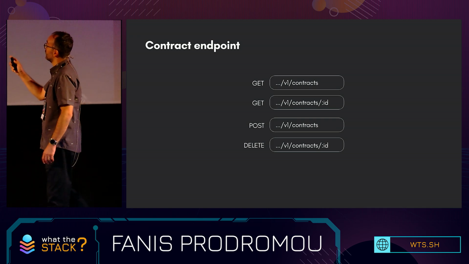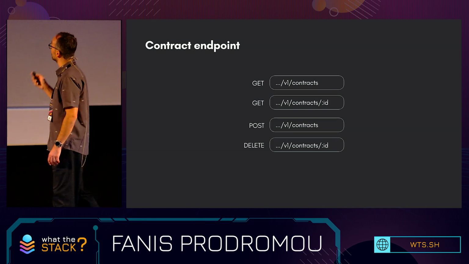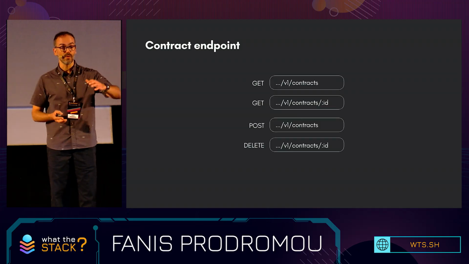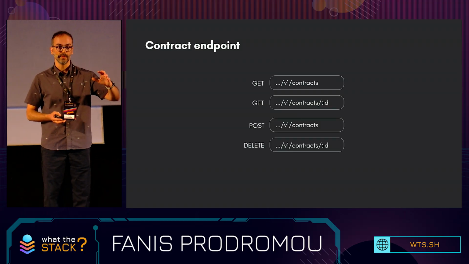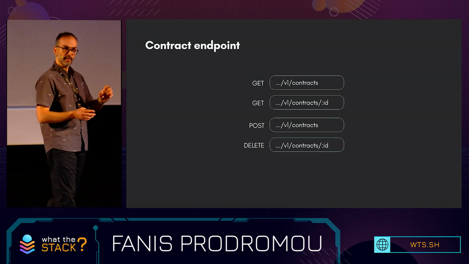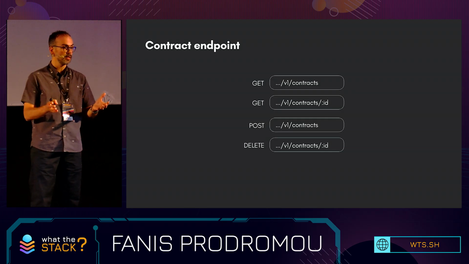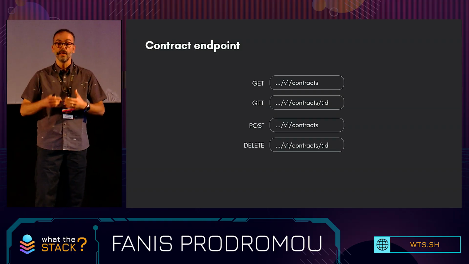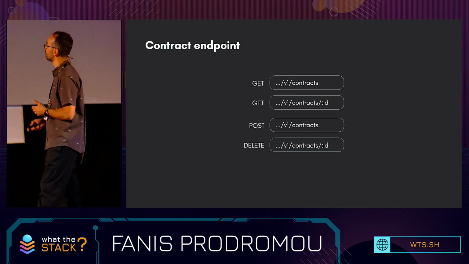But we know here that if we are going to get a list of contracts, especially when we have lots of data, the performance won't be that great. Even for one contract, we know that the performance won't be that great. But this is OK. It's fine, because it's a contracting system, and we know what we have to deal with.